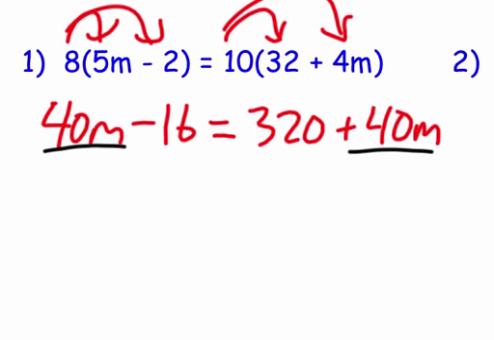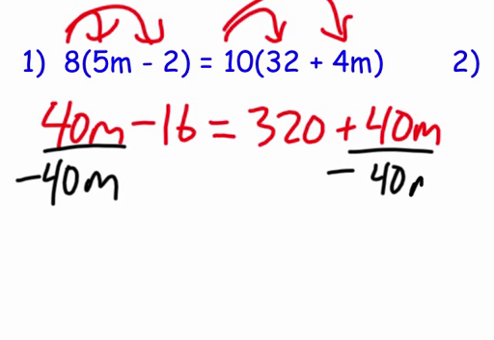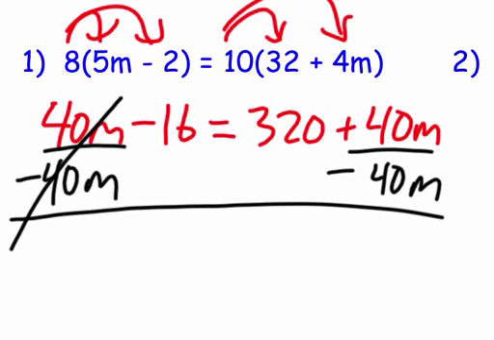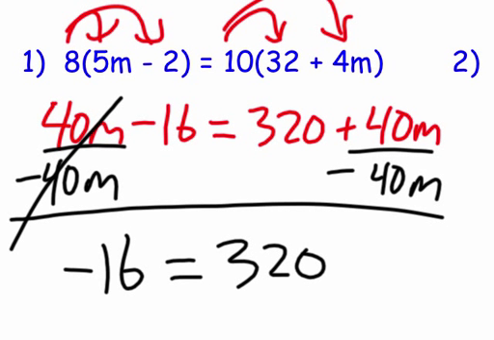So when I get my variable to one side, when I subtract 40m, let's take a look at what happens here. Well, that's gone. I bring my -16 down, equals sign down, bring my 320 down. These are gone. So my variable's gone. Well, if I take a look at this, negative 16 equals 320. Do those equal each other? No, those do not equal each other.